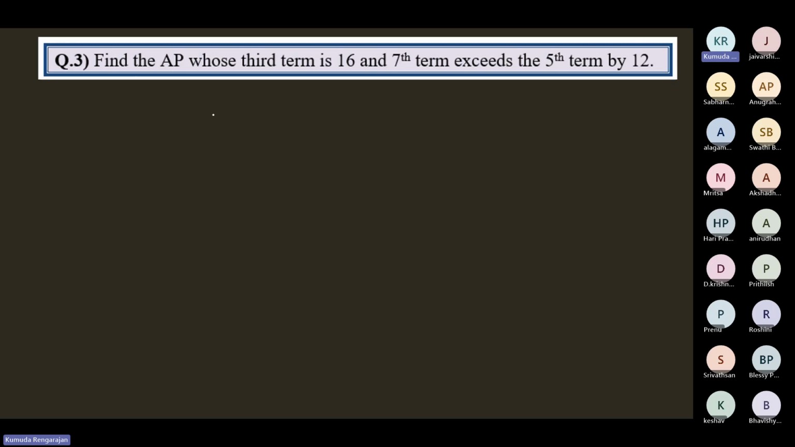All right, so it's like this. Find the AP whose third term is 16. That means a3. Third term means a3. a3 is 16 means a plus 2d is equal to 16. The third term is given by the expression a plus 2d. So this is an equation now: a plus 2d is equal to 16. Stop there. Now the next information: the seventh term, a7, exceeds, means is more than.